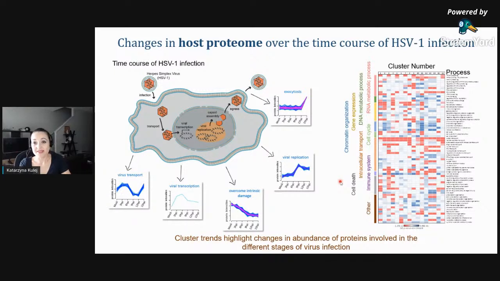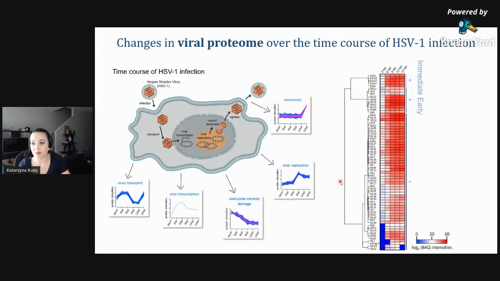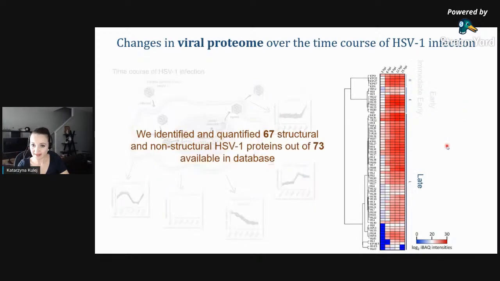Besides the host proteome, we also analyzed the viral proteome. And we can see very nicely the trend of protein expression from immediate early to late proteins. Our coverage was pretty good. We identified 67 out of 73 viral proteins available in the database. So that was very good.